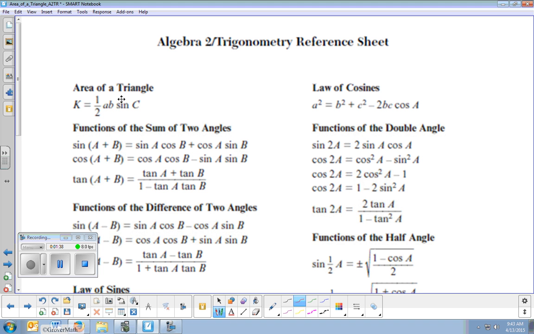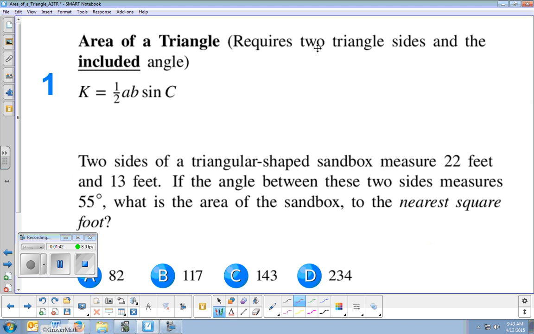We can get into why, but what's important here that I have written here is this requires two triangle sides and the included angle, and that's really important. So if I were to draw a picture of, say, triangle ABC, remember we use capital letters to represent angles and lowercase letters to represent sides A, B, and C. That would imply that this is side A because it's opposite angle A. This is side B, and this is side C.